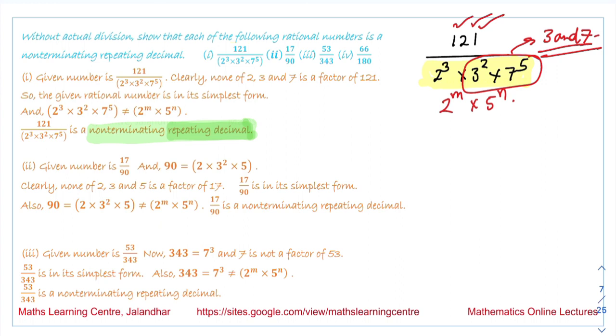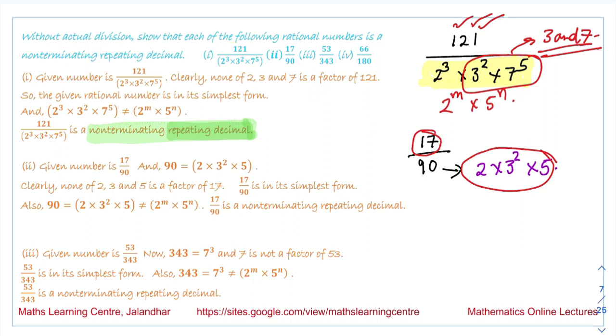Next number that is given to us is 17 by 90. So we are talking about the number 17 by 90. If we factorize 90, we see that its prime factors are 2, 3 raised to power 2, into 5. If we are talking about the prime factorization of 90, it becomes 2 into 3 raised to power 2 into 5, and none of these values is a factor of 17. That is, 17 is not divisible by 2, 3 or 5. So it means this number is already in the simplest form.